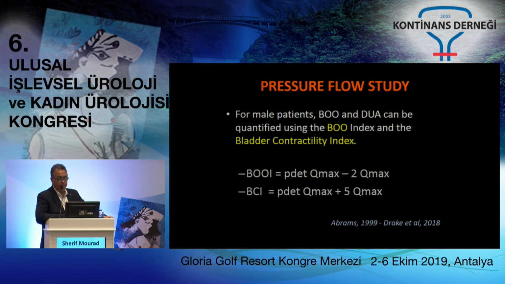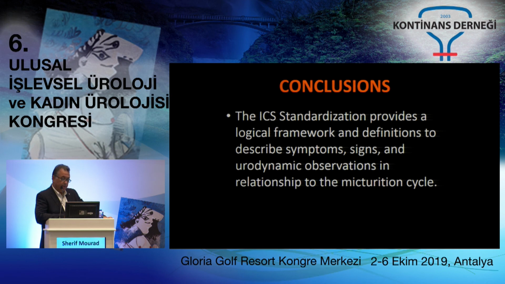For male patients, bladder outlet obstruction and detrusor underactivity can be quantified using the bladder outlet obstruction index and the bladder contractility index. The bladder outlet obstruction index is Pdet at Qmax minus 2 Qmax, while the bladder contractility index is Pdet at Qmax plus 5 Qmax. So in conclusion, the ICS standardization provides a logical framework and definitions to describe the symptoms, signs, and urodynamic observations in relationship to the micturition cycle and for patients complaining of lower urinary tract dysfunction.